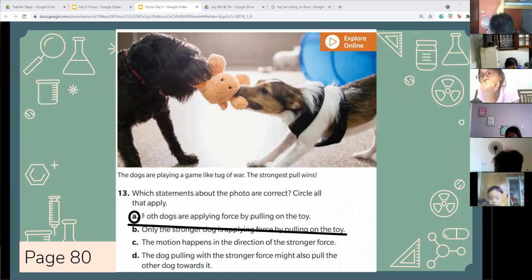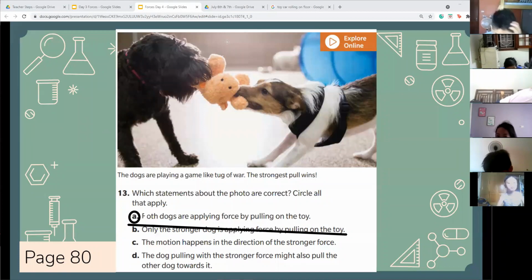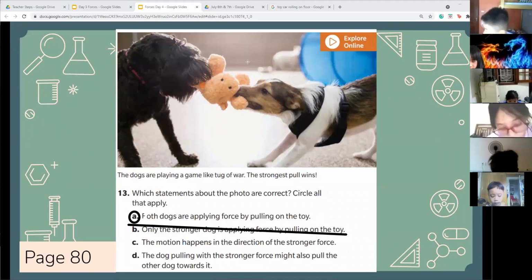Okay, and let's have someone do C. Let's have Mia. Mia, can you read C? The motion happens in the direction of the stronger force. Is this true or false? Will the teddy bear move towards the stronger force? Okay, let's ask your classmates. Everyone, unmute. Is this true or false? True. Good job. Whoa, that had some cool echo to it. Very good. Yes, this is true.